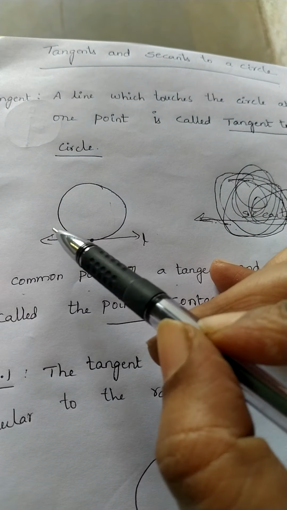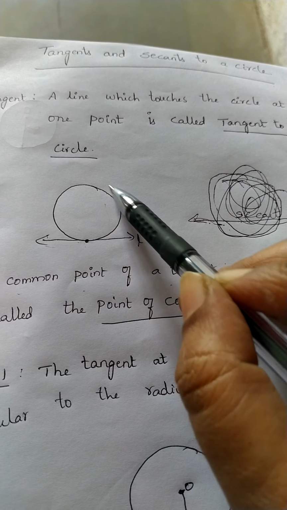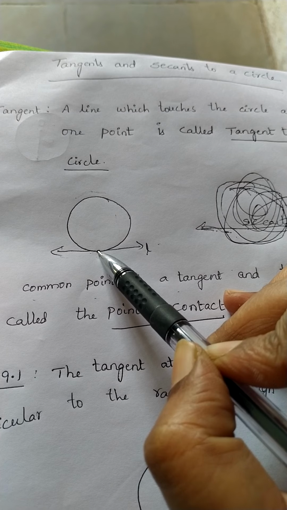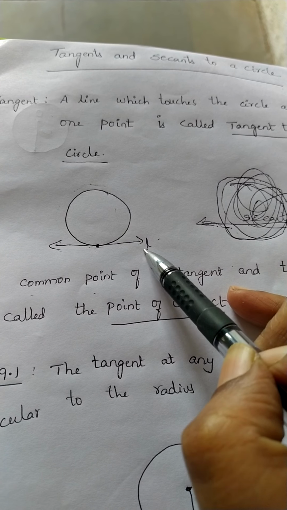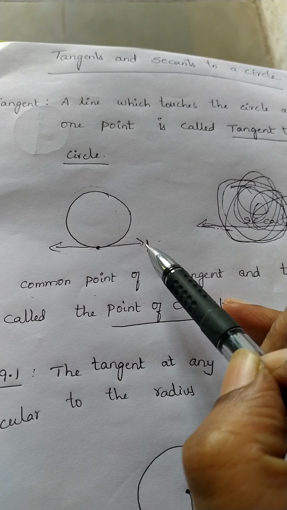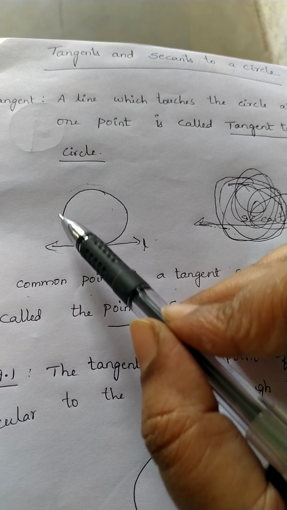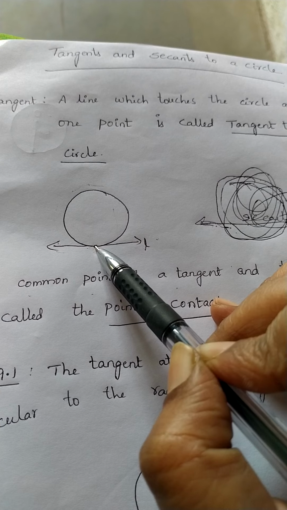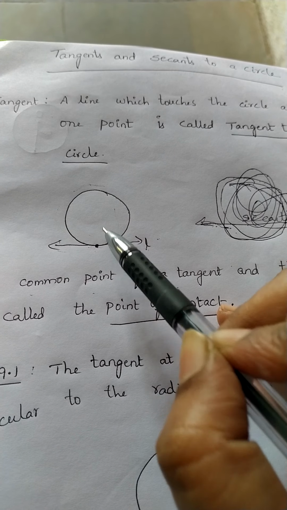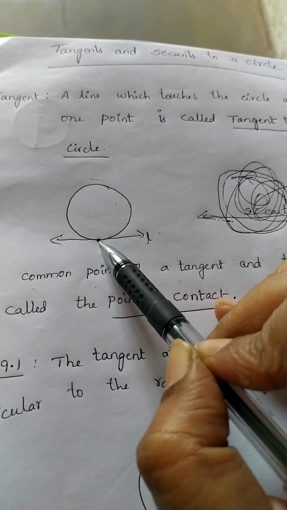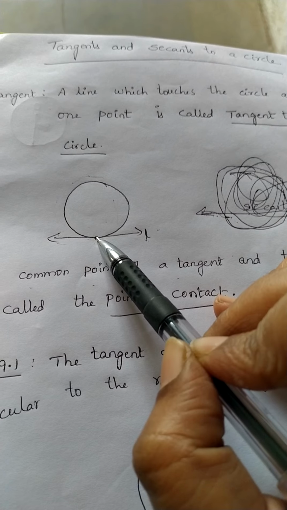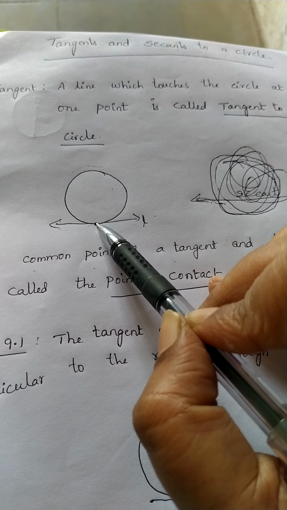A tangent is a line which touches the circle in one point. If you observe this figure, L is a line touching the circle at one point. So, we can say that L is a tangent to this circle. And this point is a common point to the tangent and the circle. This is called the point of contact.